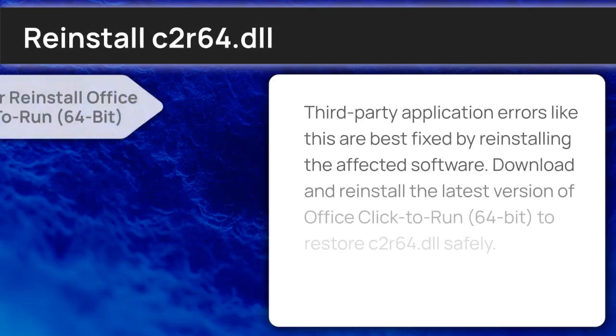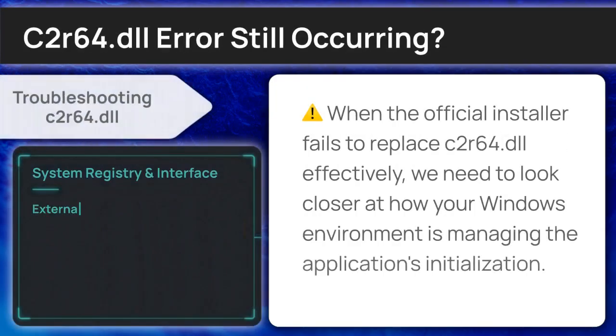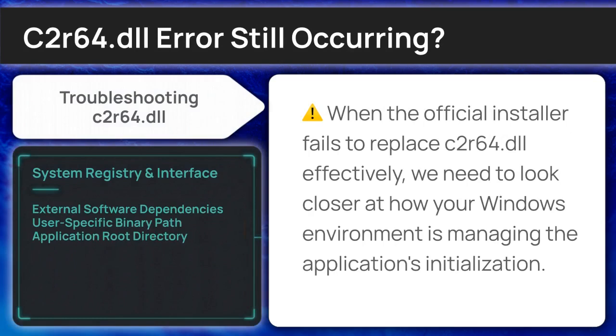Third-party application errors like this are best fixed by reinstalling the affected software. Download and reinstall the latest version of Office Click to Run 64-bit to restore c2r64.dll safely.